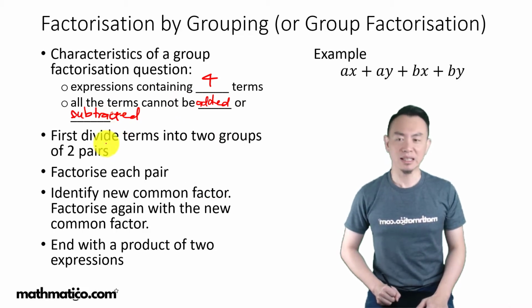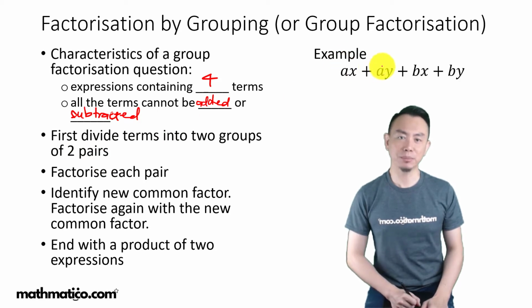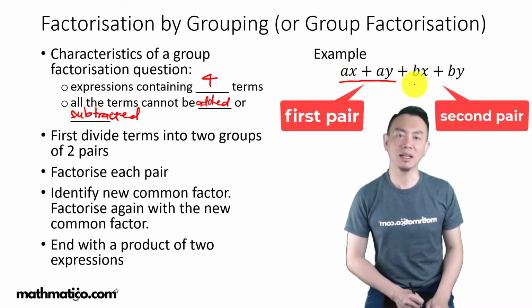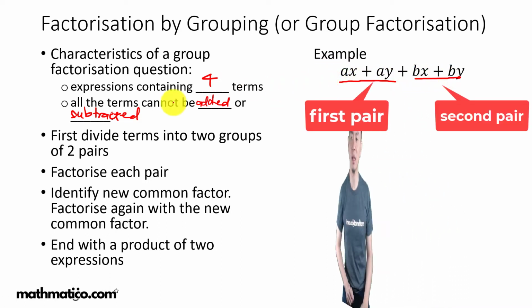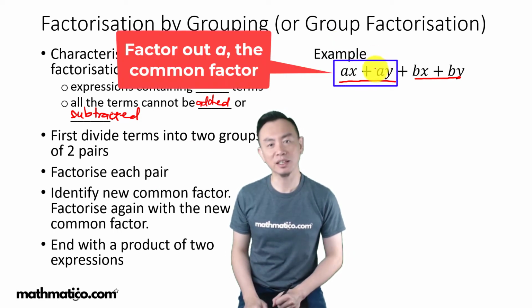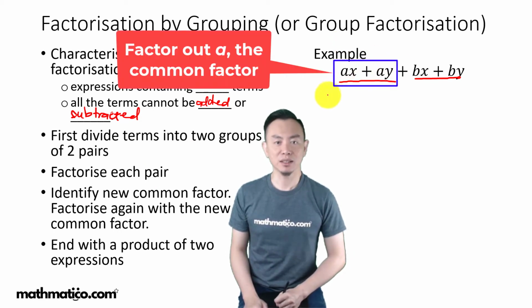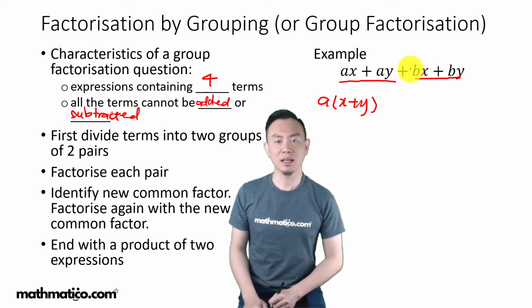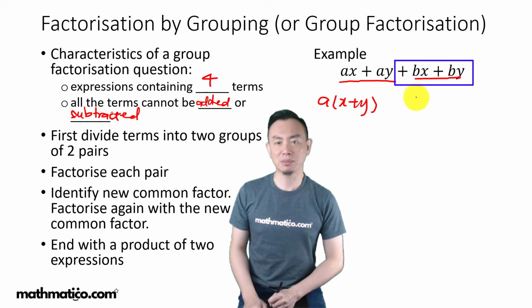So the steps are like this. First, you divide the terms into 2 groups or 2 pairs. Example, we have ax plus ay plus bx plus by, right? So let's go for ax plus ay, bx plus by. Then you factorize each pair. Now, ax plus ay, you can see that the common factor is a. So you have a bracket x plus y. This is how you factor the first pair. And b bracket x plus y.